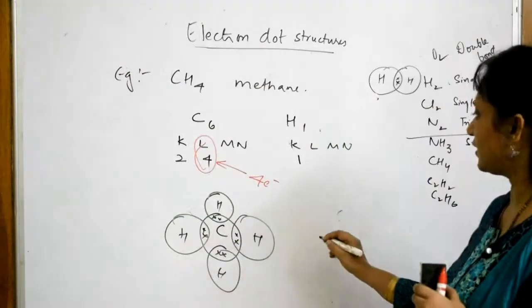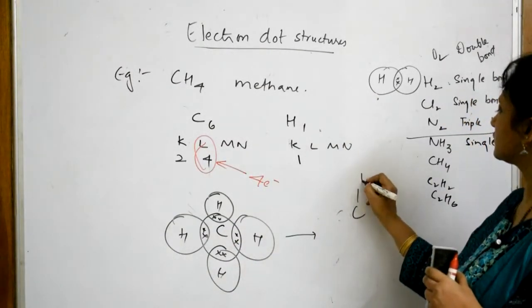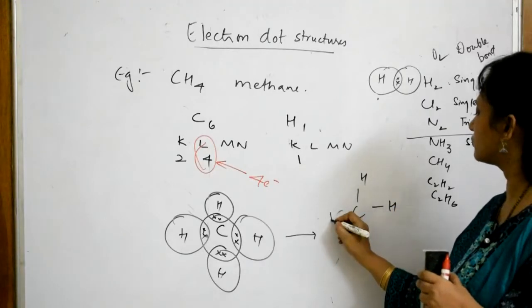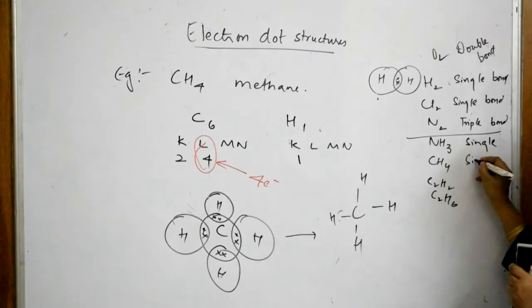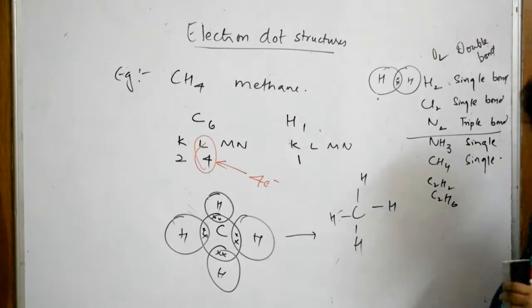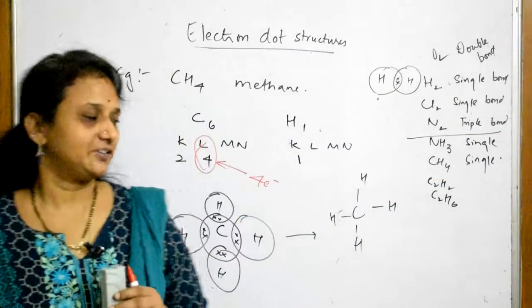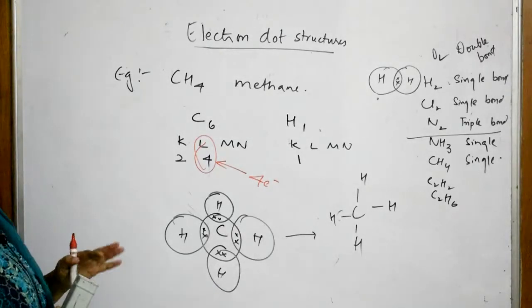Yes. So finally, methane structure is CH4. This is done. What type of bonds are there? All are single bonds. Simple, students, easy. Right. So I think with this we have covered.